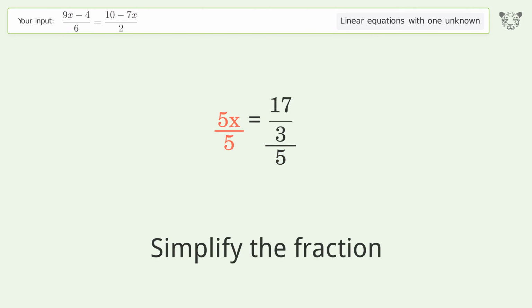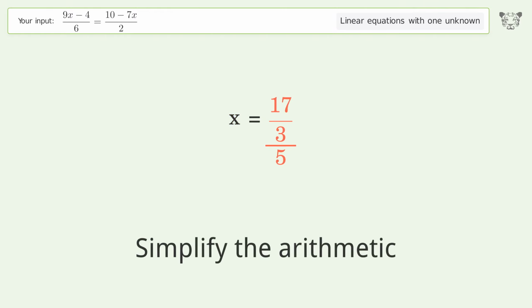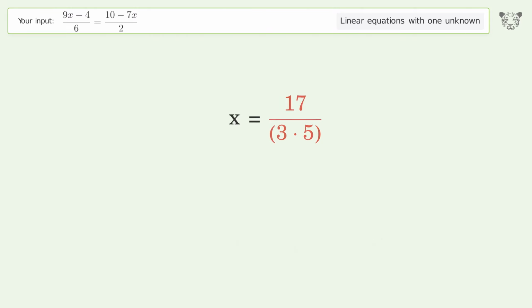Simplify the fraction. Simplify the arithmetic. And so the final result is x equals 17 over 15.